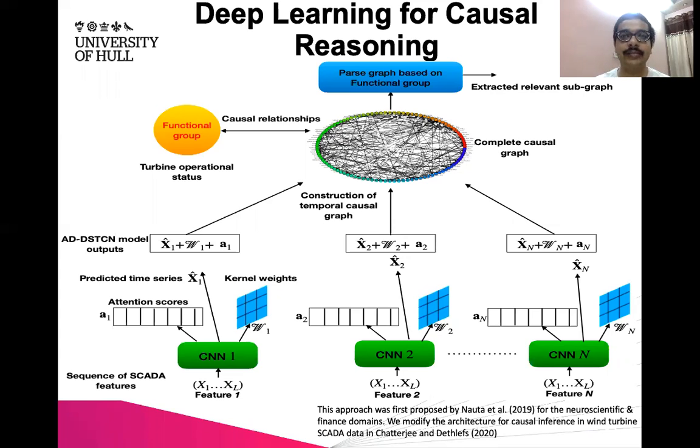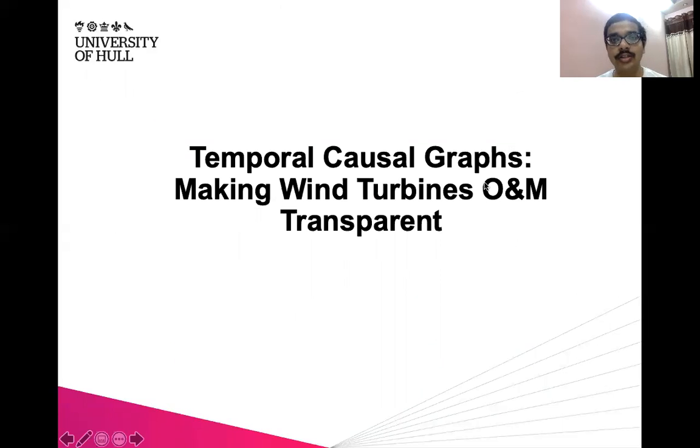And each CNN would give us also a transparent decision through attention scores. So these attention scores, or the kernel weights which are used to identify the attention scores, can provide us a good idea, good reasoning for causal inference. And that's the basic approach. And based on this graph, we construct a temporal causal graph, which can provide us the context of different faults which occur in the turbine. And from this, we can easily extract the different subgraphs for different types of faults to hopefully get more explainable decision making. Temporal causal graphs.